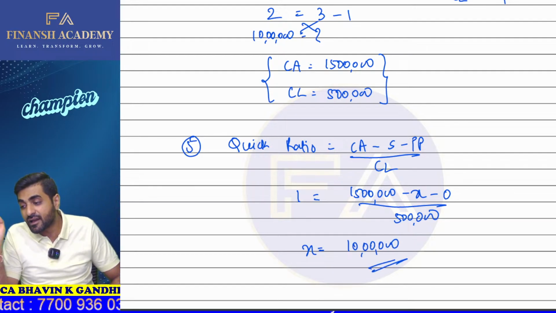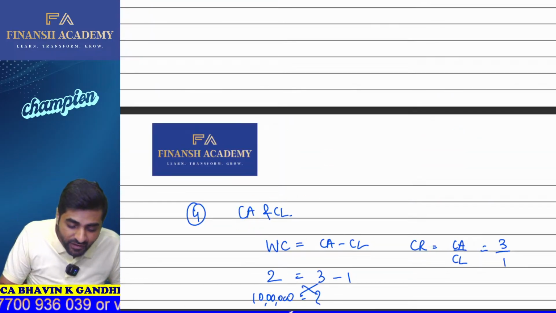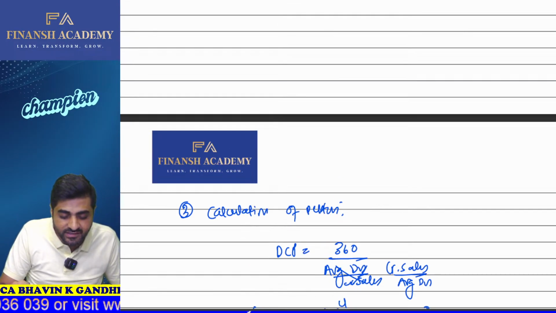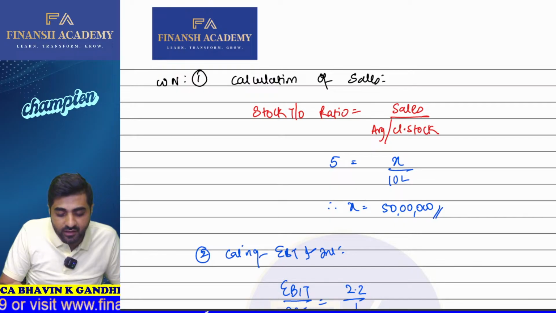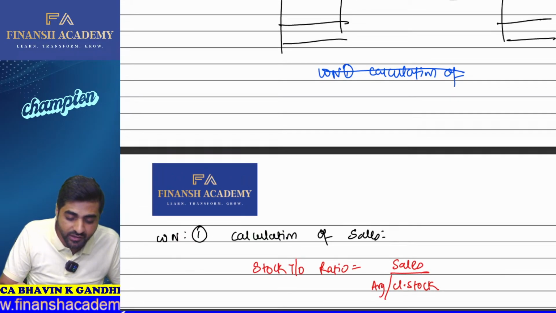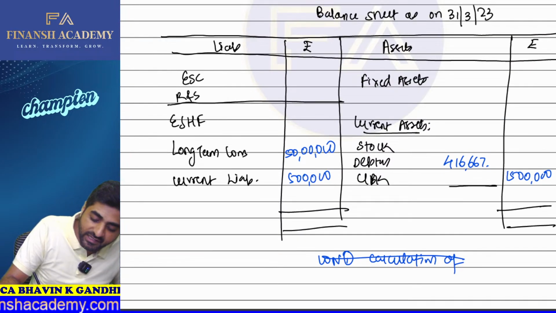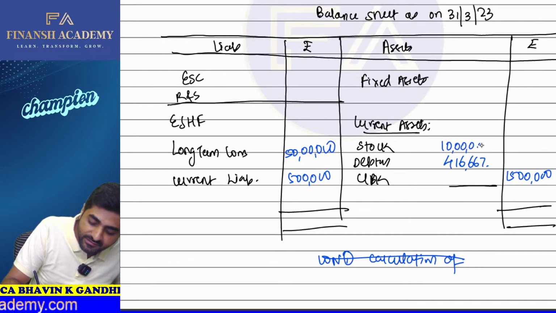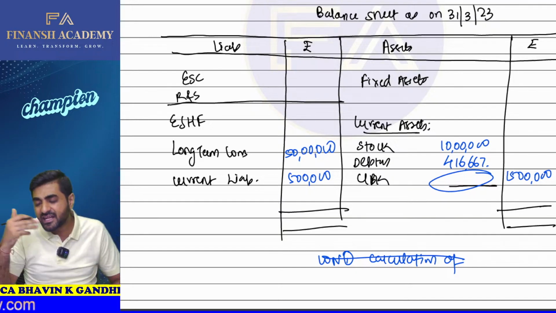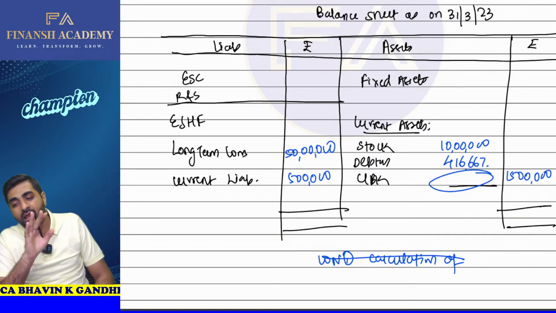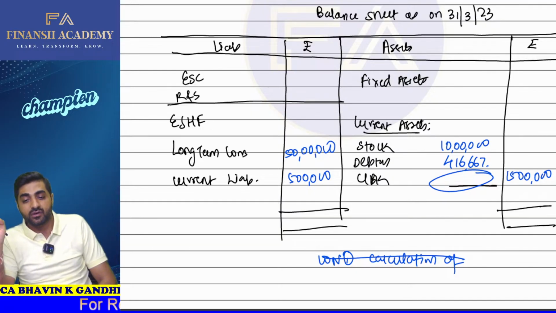So this will be the value of the stock. As we have written here also, average stock is the same as your closing stock. Here the stock was automatically given to you as 10 lakhs, and based on this we got the stock amount as 10 lakhs. So I'll substitute 10 lakhs here.